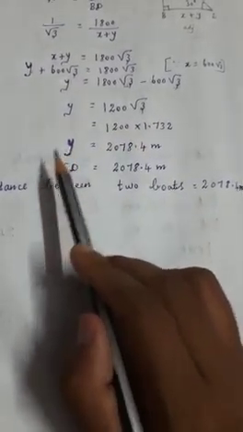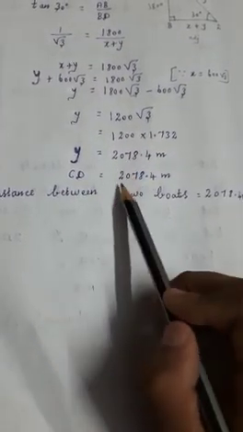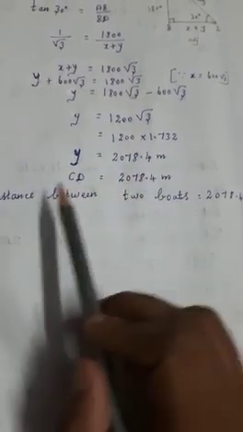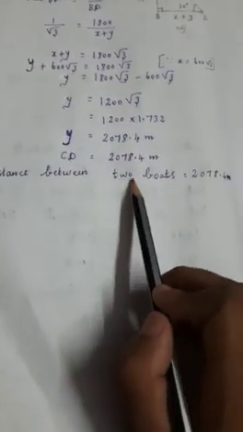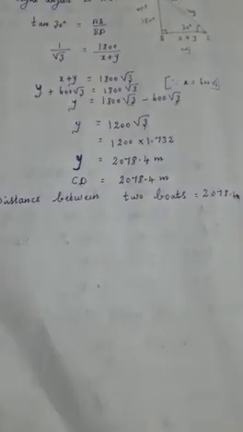Then Y means what is it? CD distance only. So CD is equal to 2078.4 meters. So that is the answer. Therefore the distance between the two boats is 2078.4 meters. Okay, so that is the answer. Thank you.